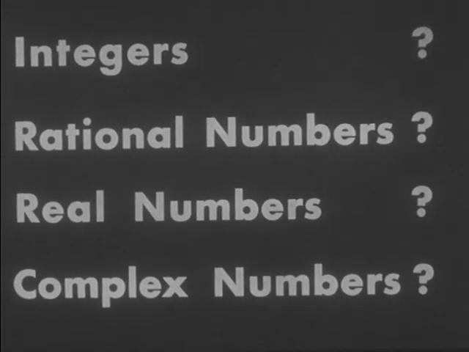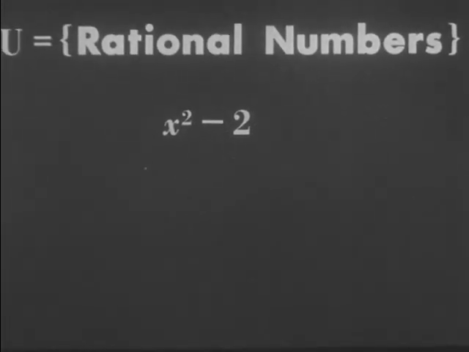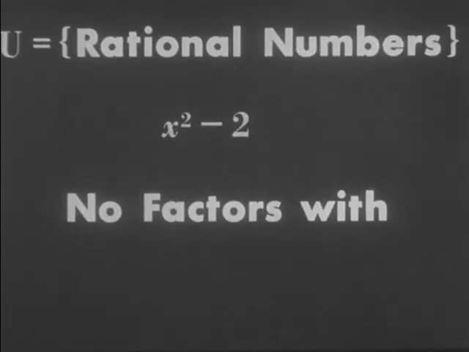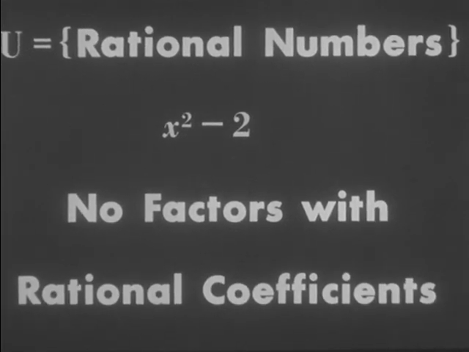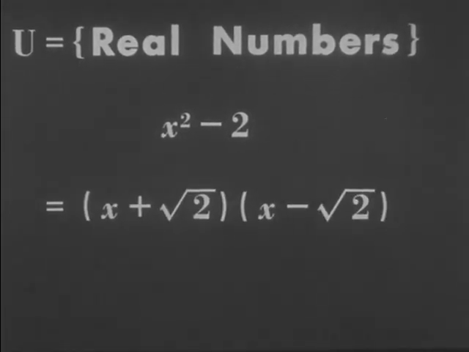For example, consider the expression x squared minus 2. If we are working in the field of rational numbers, we would say that this expression cannot be factored. It has no factors with rational coefficients. However, if we are working in the field of real numbers, we could write these factors.